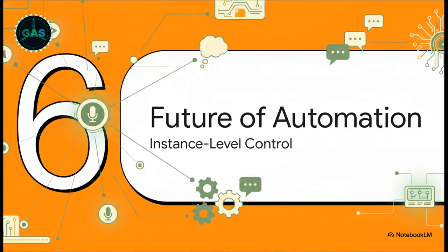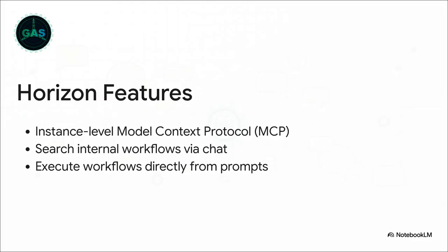Section 6. The future of automation. Instance-level control. Looking at the broader implications here, this chat interface is rapidly becoming the central command station for your entire automation instance. The horizon features are just incredible. Specifically, we're talking about the integration of Instance-Level Model Context Protocol, or MCP. With this, you could literally just tell the AI to go find the onboarding workflow and execute it. The interface effectively becomes an omniscient manager, firing off complex workflows directly from your natural language prompts.